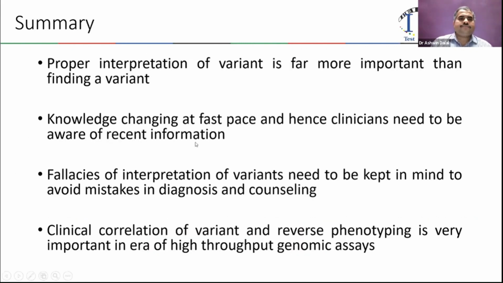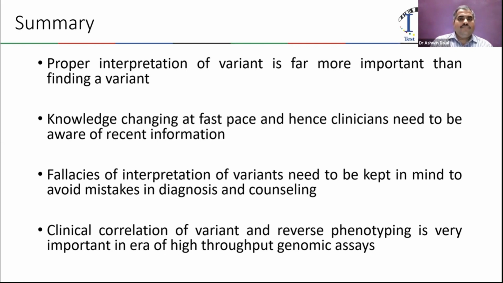So in summary, proper interpretation of a variant is far more important than finding the variant, and knowledge is changing at a fast pace, and hence clinicians need to be aware of the recent information, and fallacies of variant interpretation need to be kept in mind to avoid making diagnosis and counseling mistakes. And clinical correlation of the variant and reverse phenotyping is very important in this era of high-throughput genomic assays. So it is very important that clinicians are able to interpret the variant themselves and not rely on the particular laboratory giving the interpretation.